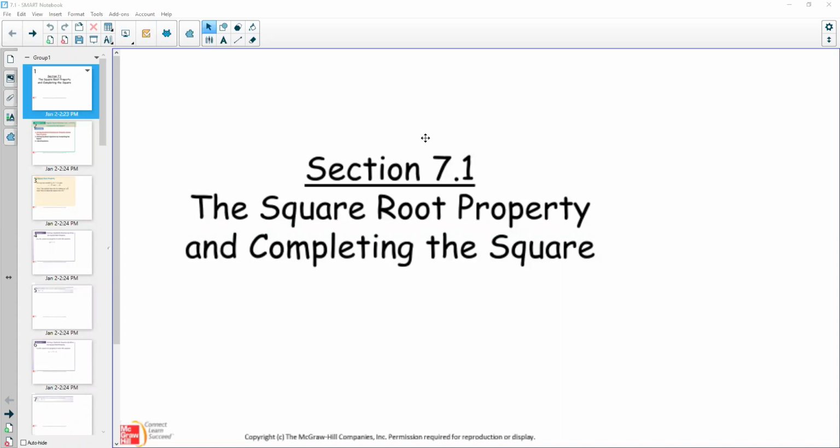Hey everybody, this is 7.1. So now we're moving into chapter 7. I know that you are going to be really excited that chapter 7 is a return to factoring. Try to contain yourself, I know. So in this section, we are going to do the square root property and completing the square. These are two different tools. We're going to talk about when to use each one.